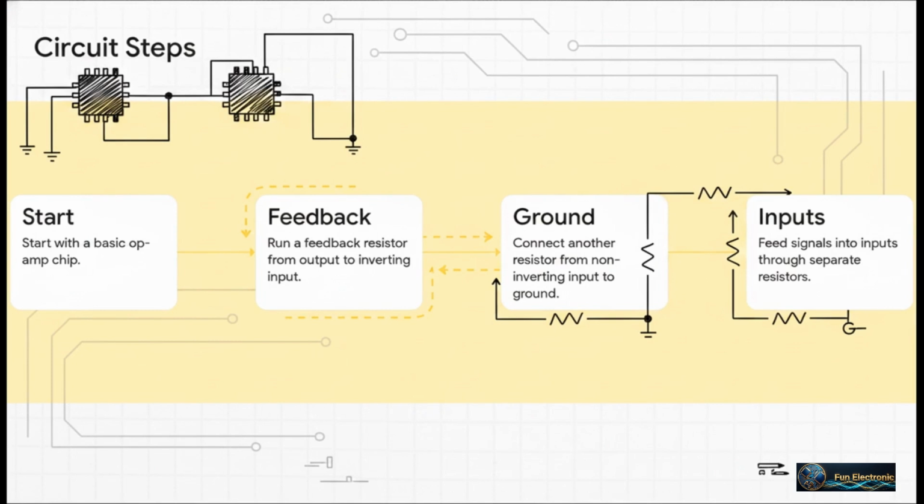And putting it together, it's incredibly easy. Step 1, you just start with your standard op-amp chip. Step 2, run a feedback resistor right from the output back to the inverting input. Step 3, connect a resistor from the non-inverting input straight to ground. And finally, just feed your two signals into both inputs through their own separate resistors. And honestly, that is the whole shebang.